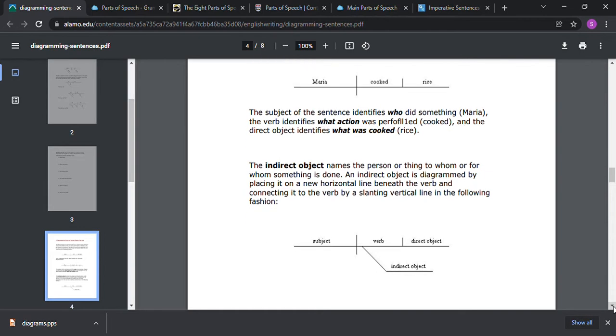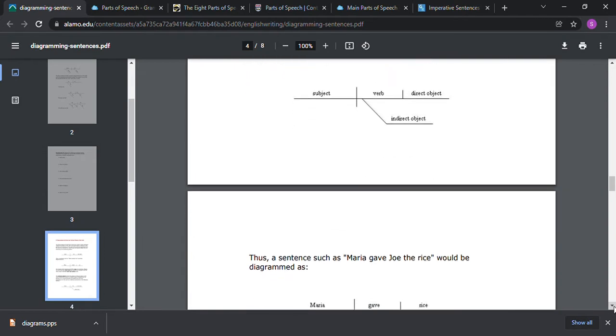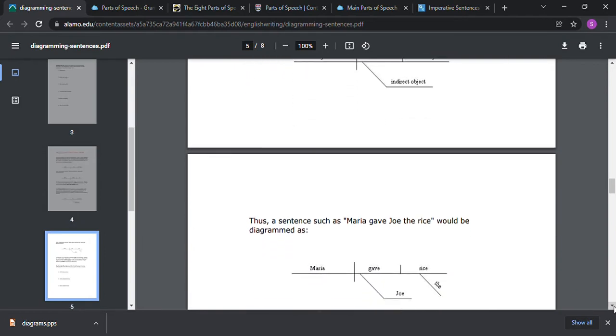I used to love diagramming sentences. It was like one of my favorite parts of English. And some people love it and some people hate it.